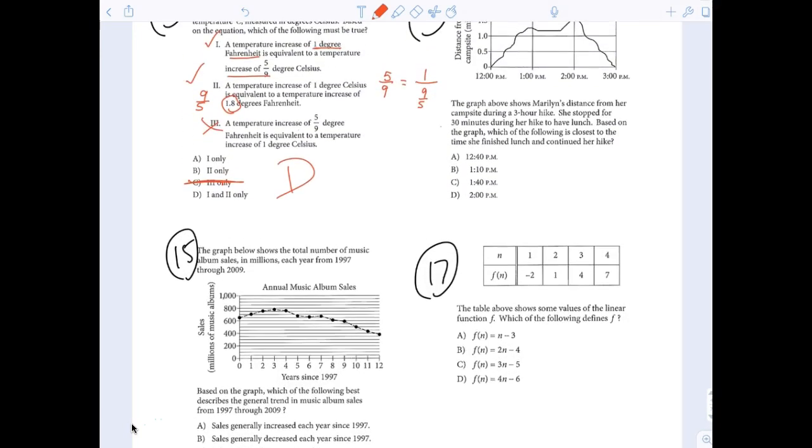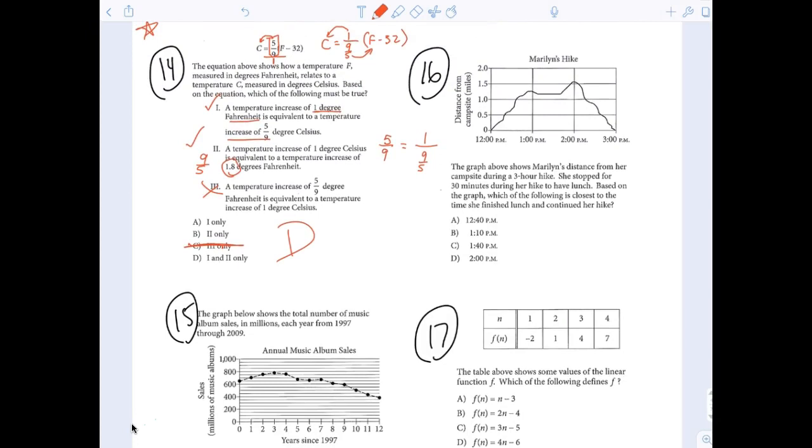All right. Let's look at number 16. The graph above shows Marilyn's distance from her campsite during the 3-hour hike. She stopped for 30 minutes during the hike to have lunch. Based on the graph, which of the following is close to the time she finished lunch? She probably finished lunch around what? About 1:40. Does anybody need any help with 16 being C?